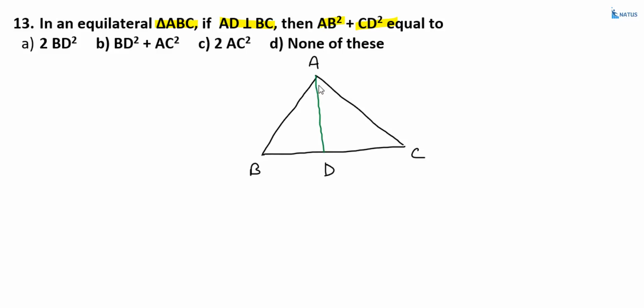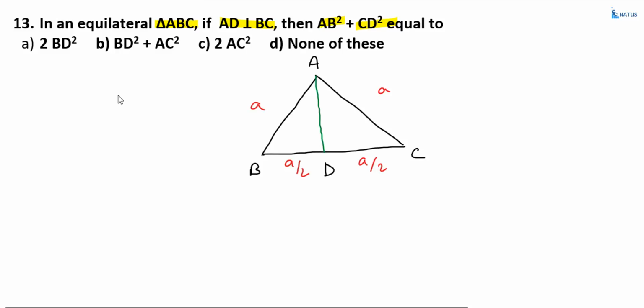Right? Now, what is the question? AB square plus CD square equal to. Here, let us take AB is equal to A, AC is equal to A, and BC is equal to A. BD is equal to A by 2, and this is also equal to A by 2.